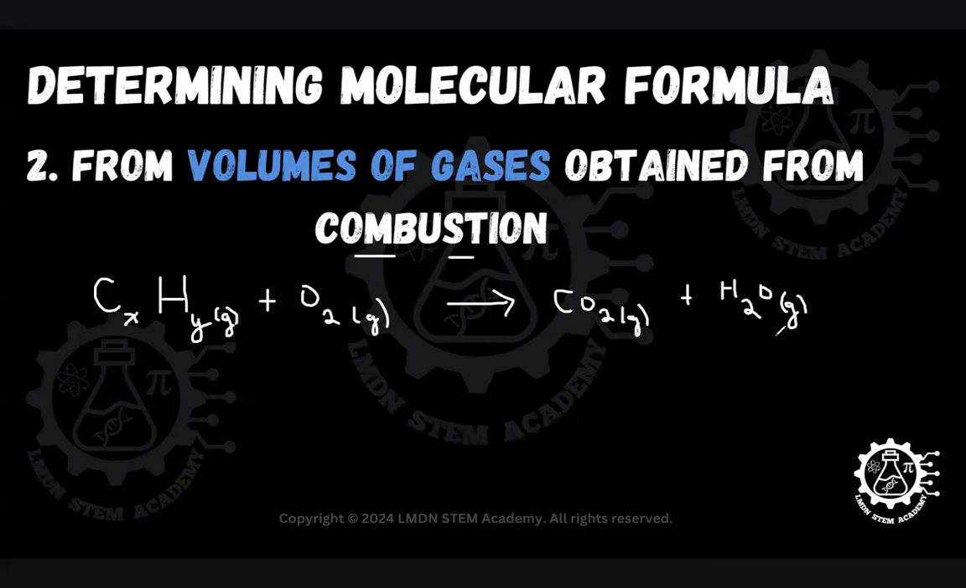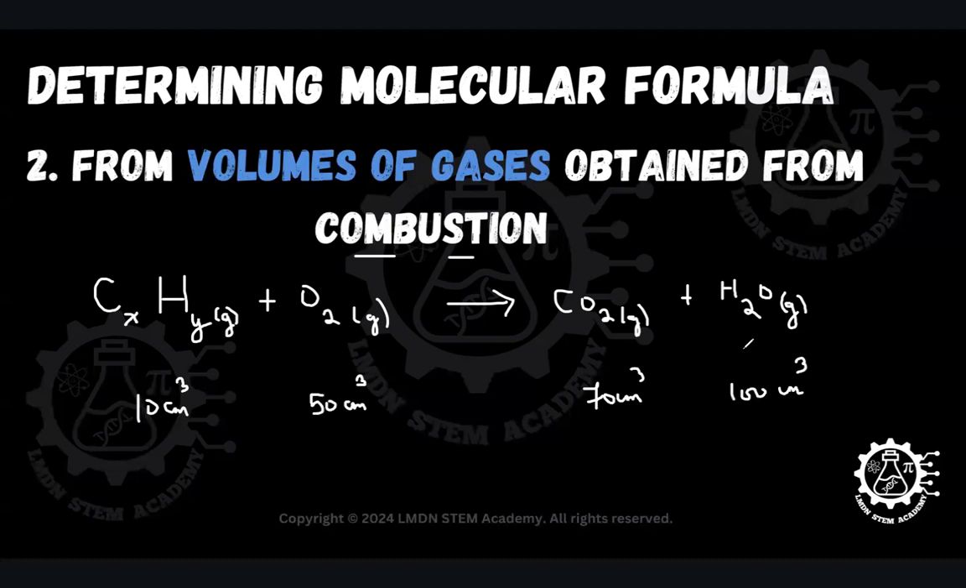When we're given volumes of gases data from combustion, they might tell us what volume of our hydrocarbon we combusted. So maybe they tell us that we combusted 10 cm³ of that hydrocarbon. They might tell us that we did that with 50 cm³ of oxygen. And they might tell us that as a result of that combustion, we got maybe 70 cm³ of carbon dioxide or 100 cm³ of steam. They will give us some amount of these volumes for each of these species. So we'll have volume of gases data.